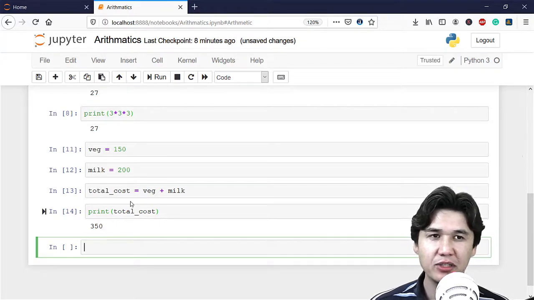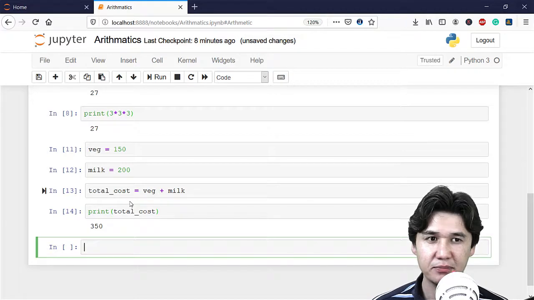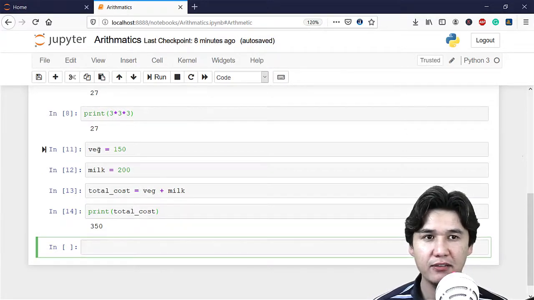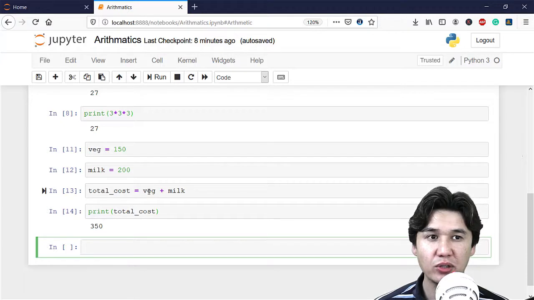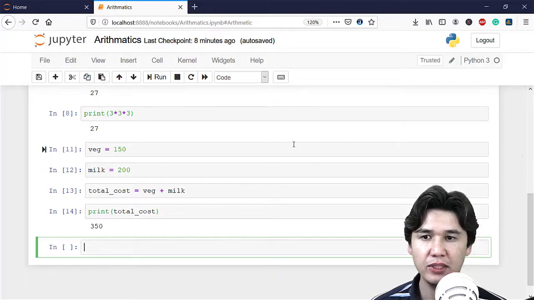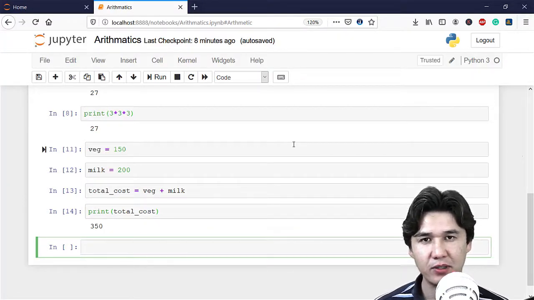Okay, now you should understand that we have vegetable, which is a variable and has a value, and also milk, which is a variable and has a different value. We are going to add those two variables at the same time, and we are getting a result as a consequence. Okay, now what you are going to do next, one thing I want to show you.